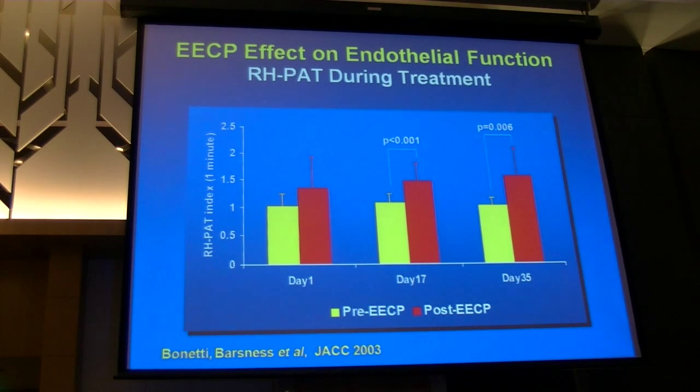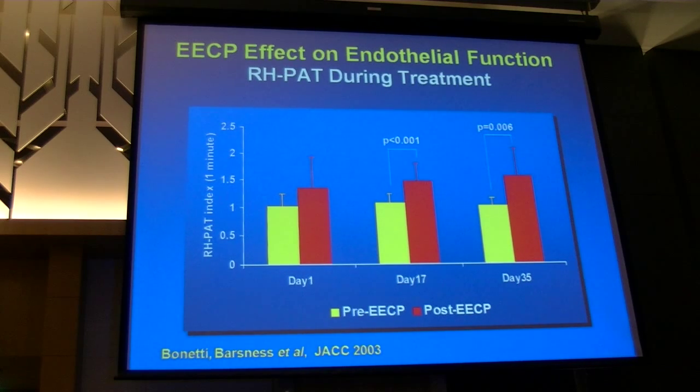We looked at what the systemic effect of that might be using peripheral arterial tonometry. That is a device that has been shown to correlate with coronary endothelial function and is analogous to forearm-mediated brachial reactivity. And we looked at our patients undergoing ECP therapy, measured their endothelial function both before and after treatment on days 1, day 17, and day 35, the last day of treatment.